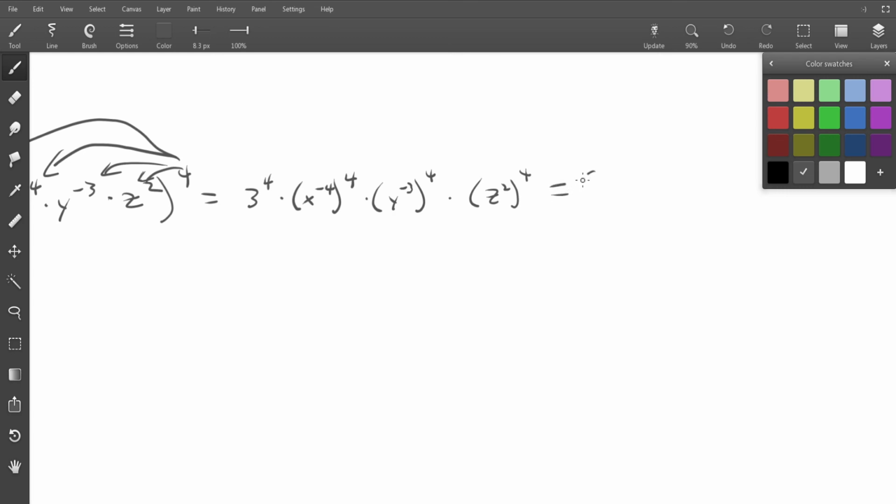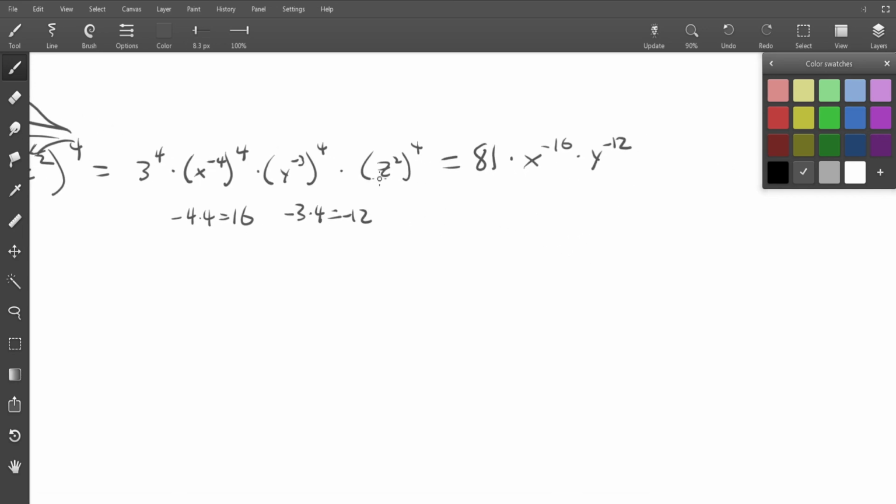So 3 to the 4th is 81. Then x to the negative 4 to the 4th, we go ahead and use the power rule to multiply those exponents together and get that this is equal to x to the negative 16. Negative 4 times 4 is 16. Then here we multiply together. We have negative 3 times 4. That'll be negative 12. So this is times y to the negative 12. And then we have z squared to the 4th. So that'll be 2 times 4, which is 8. And so we get z to the 8th.